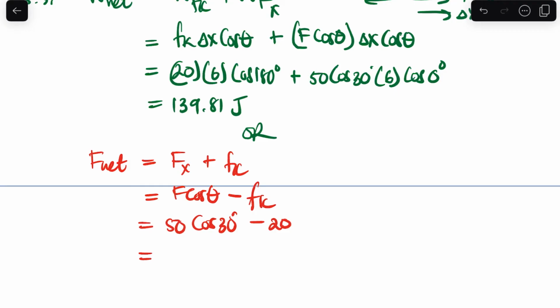When you punch that in the calculator, you get 23.30 newtons. That's the F net.